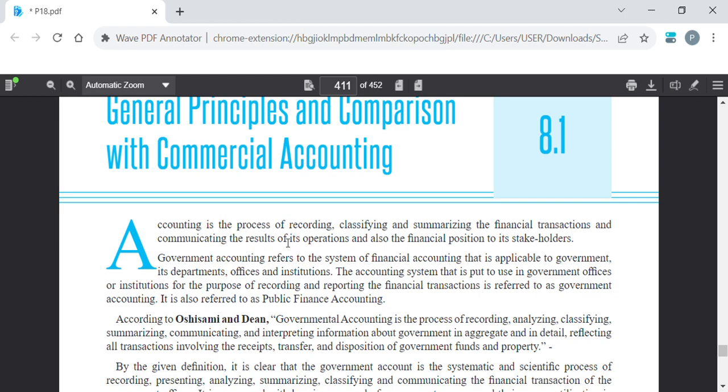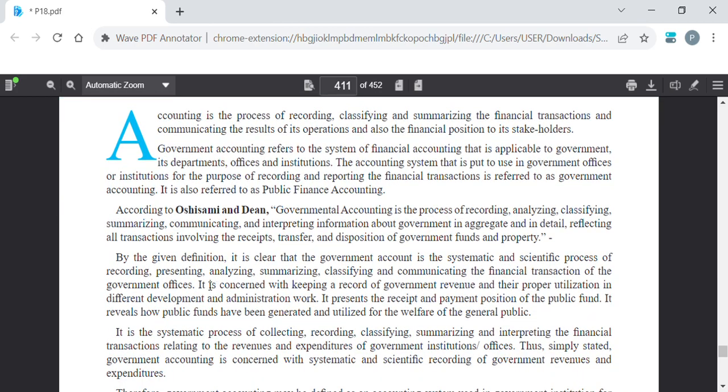So what is accounting and what is government accounting? Two things we completed. Then you have the third point, defined by Oishami Din, a very important point. Government accounting is the process of recording, analyzing, classifying, summarizing, communicating. First you record, after recording you analyze, then you classify, then you summarize and you communicate your results about government in aggregate and in detail, reflecting all transactions involving receipts, transfer and disposition of government funds and property.